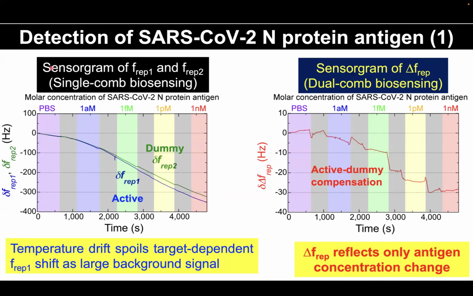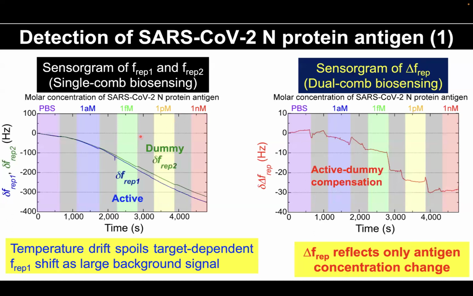Left shows the sensorgram of FREP1 and FREP2. The molar concentration of SARS-CoV-2 N protein antigen changes from PBS to 1 attomolar, 1 femtomolar, 1 picomolar, and 1 nanomolar as a step-like behavior.